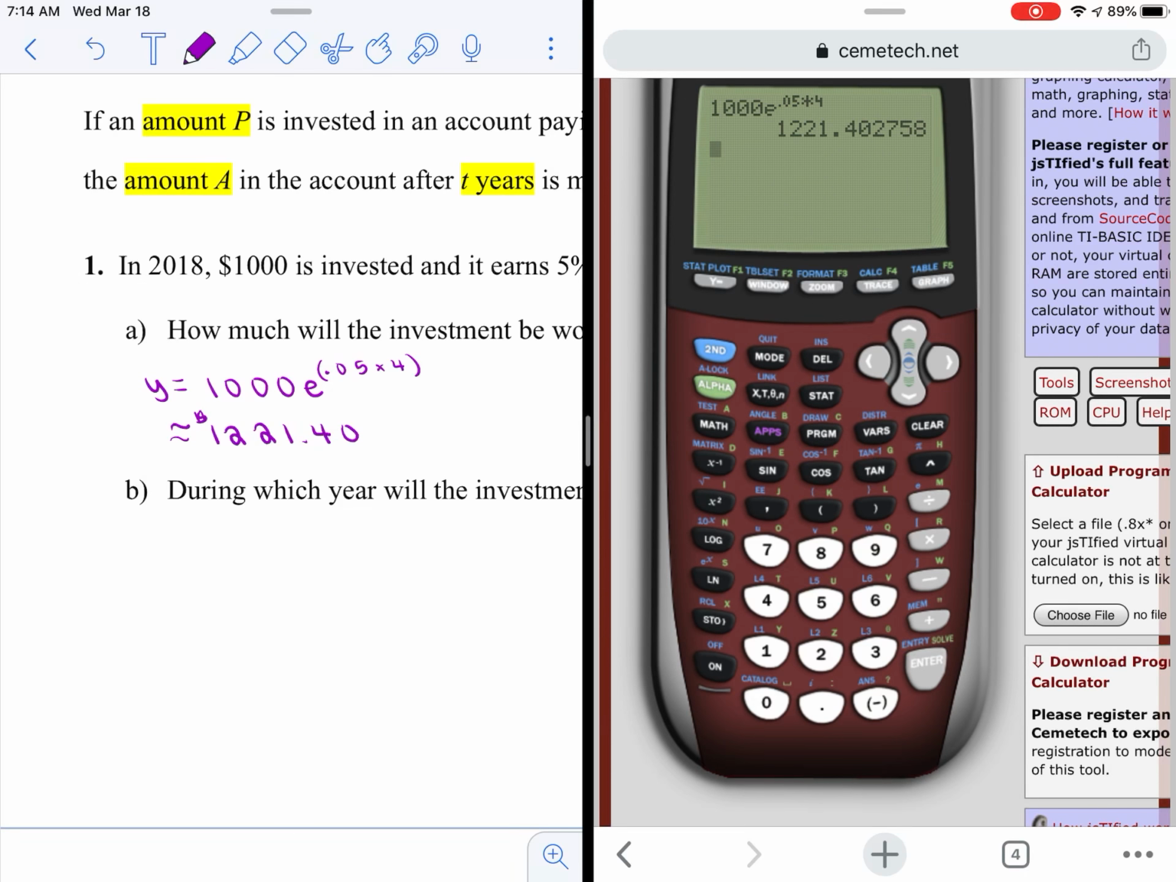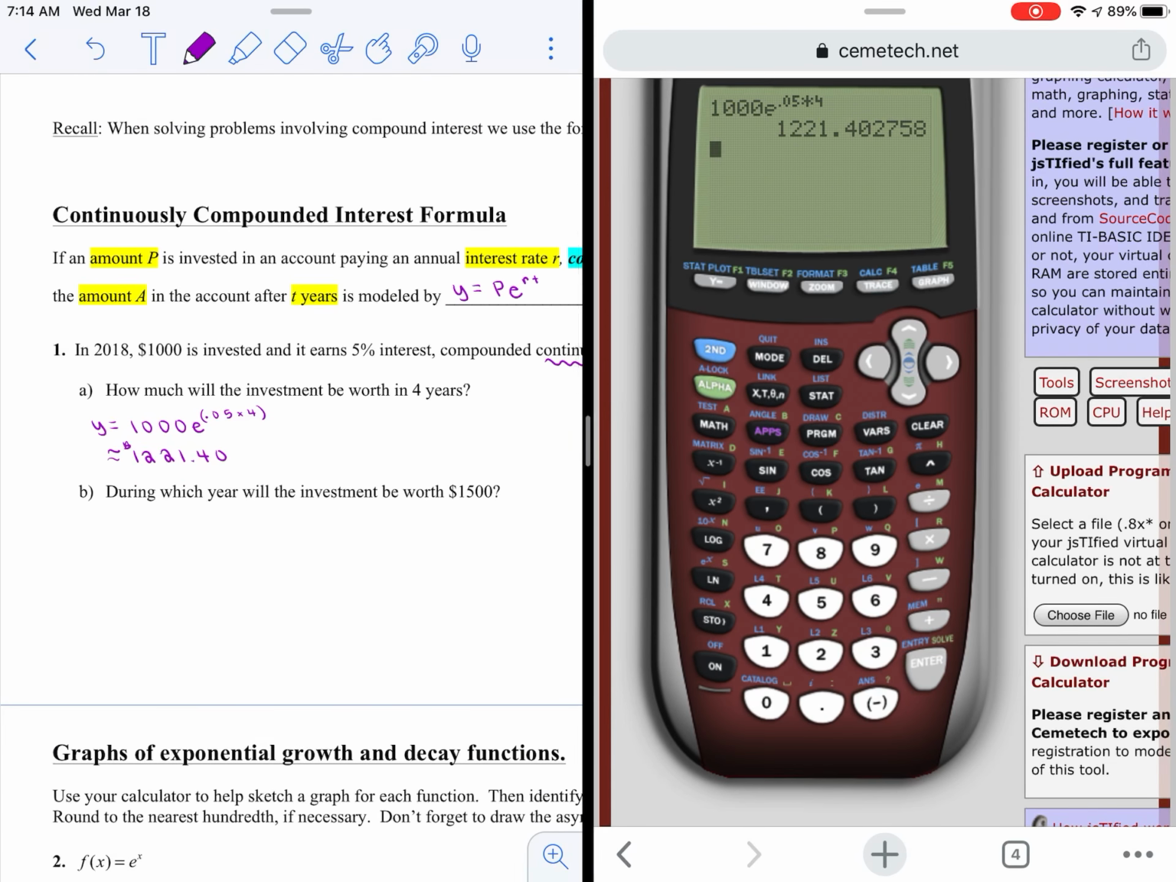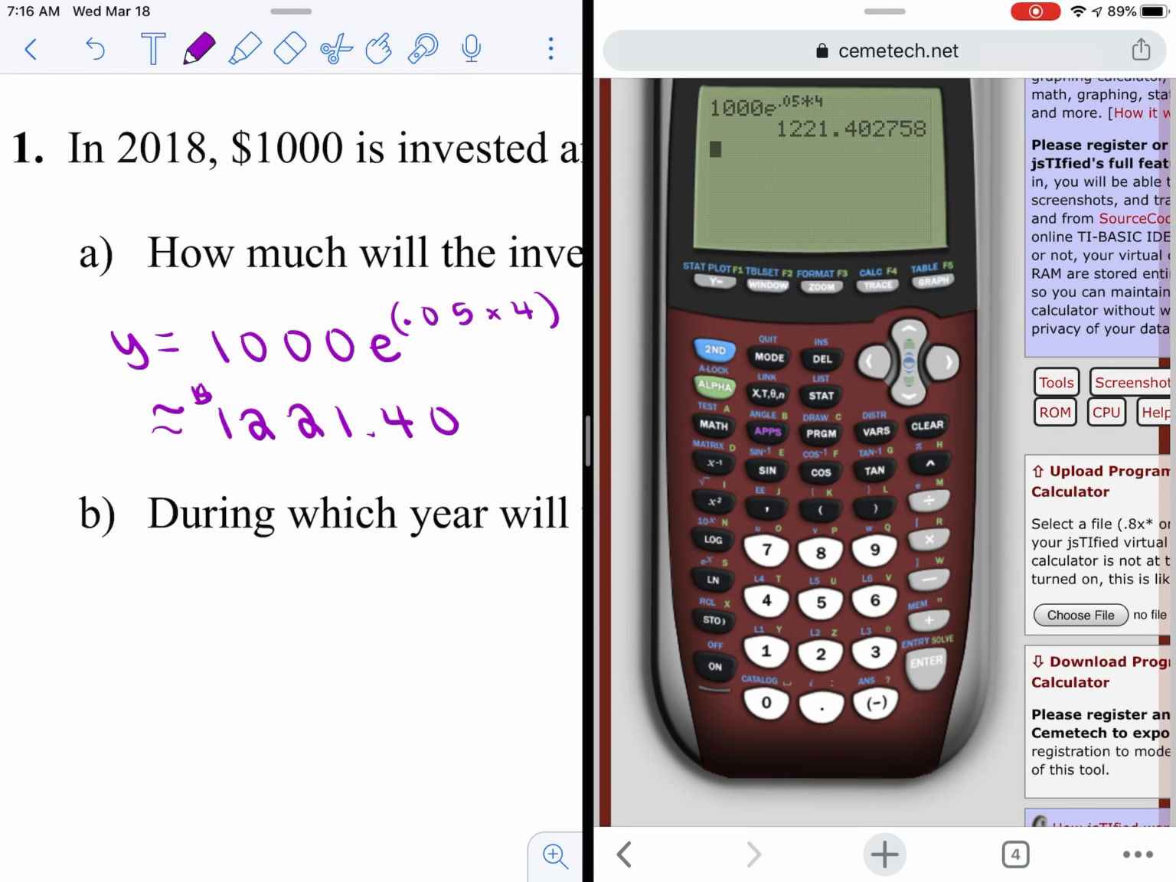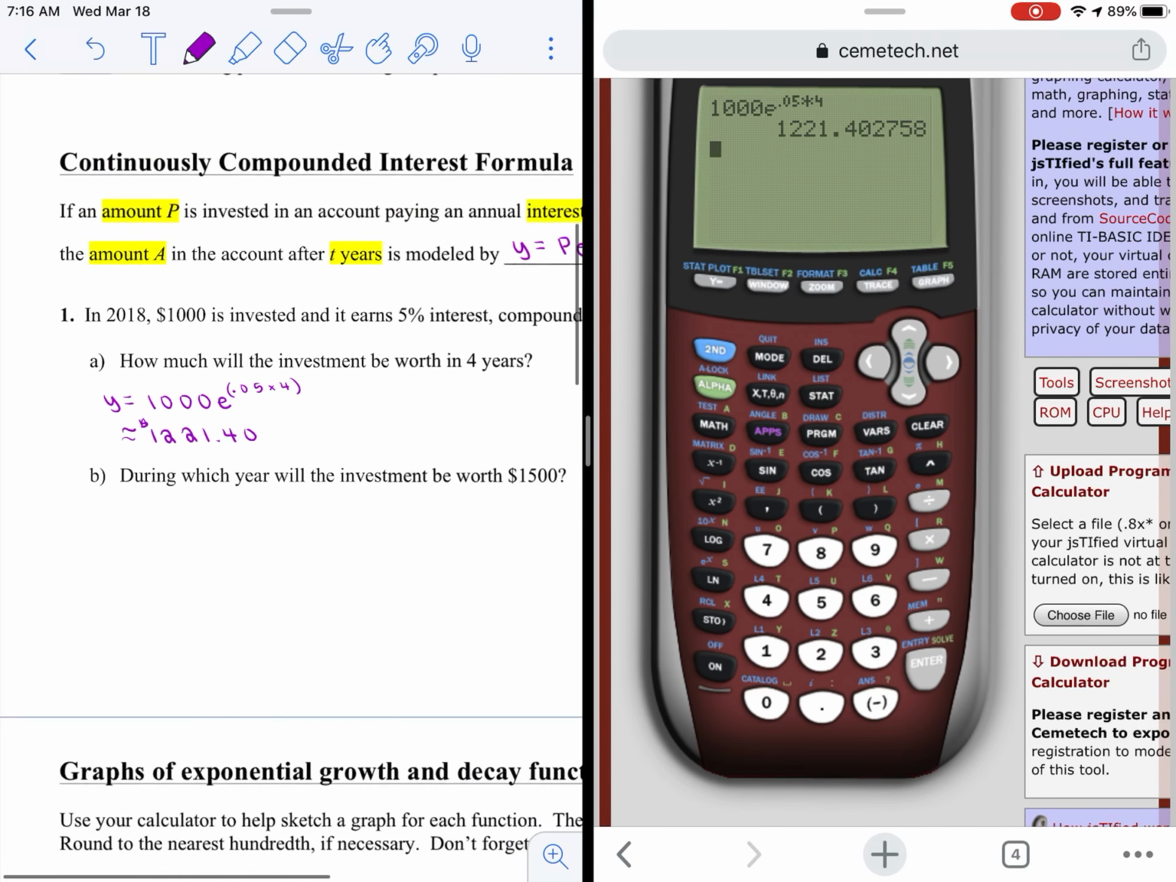Now, keep in mind, if I did the same problem, but I used the other formula and I compounded the interest monthly, you would see that the amount would be very close to this, but this answer would be higher. Whenever you compound continuously, you end up with a larger amount on that same situation.